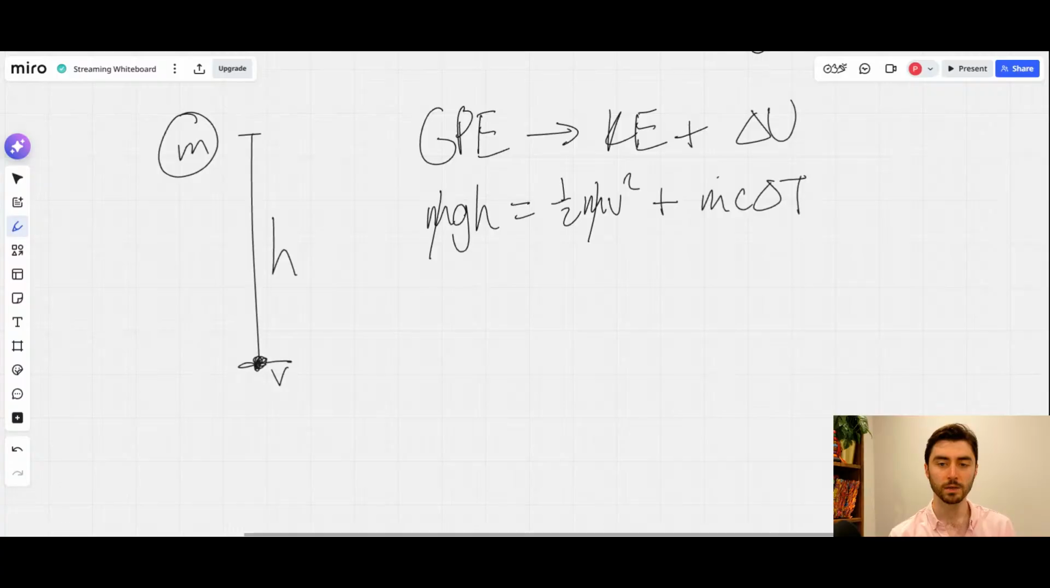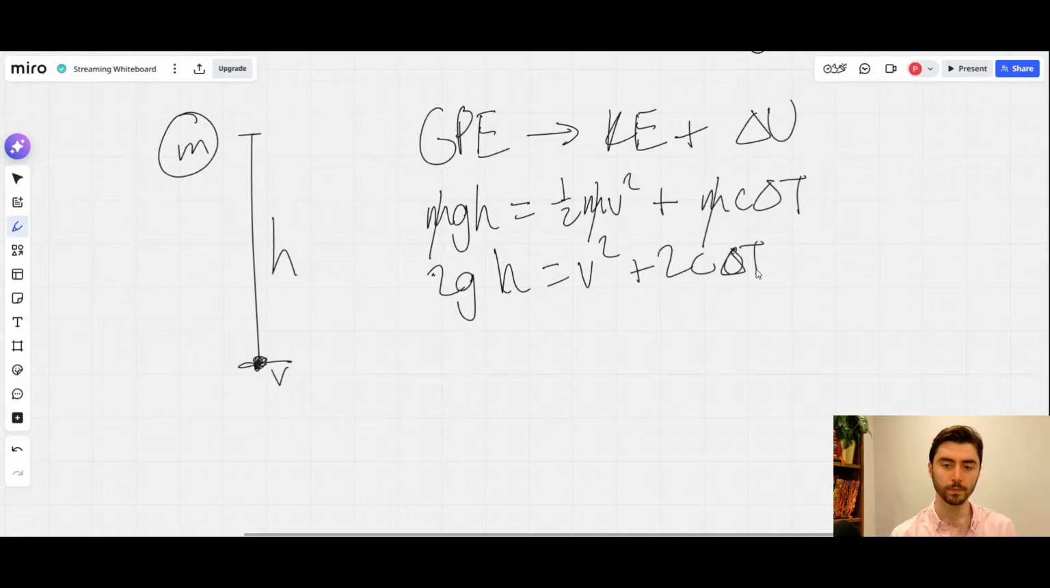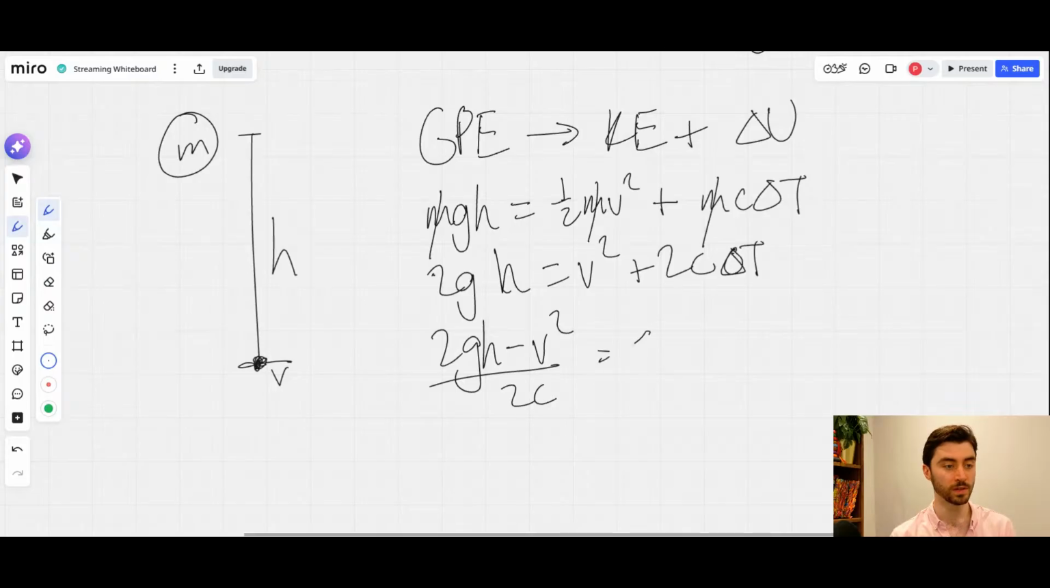Now, this delta T would obviously be due to air resistance in this model. We can divide through by m entirely, and multiply both sides by 2, so 2gh would be equal to v squared plus 2c delta T. And then rearranging, we get 2gh minus v squared all over 2c is equal to the delta T. And that is the expression as required.